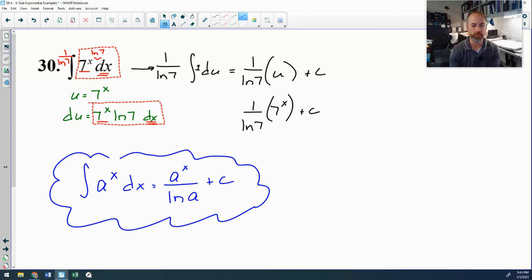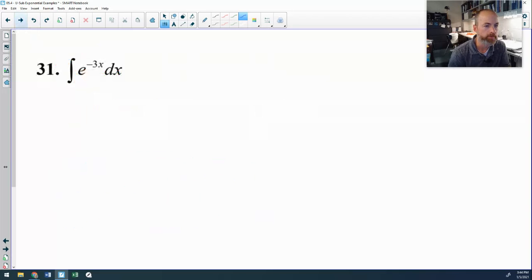because it saves you from having to do all this bizarre U substitution that I just did. So there we go. The antiderivative of 7 to the x is 7 to the x over ln 7 plus c. Or you could do the U sub, whatever, I don't care, as long as you get the answer right.